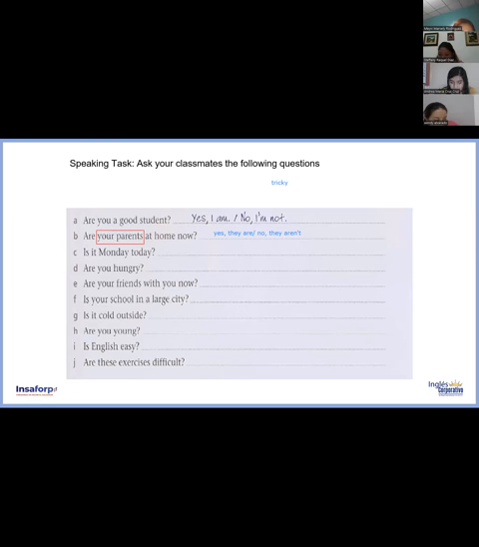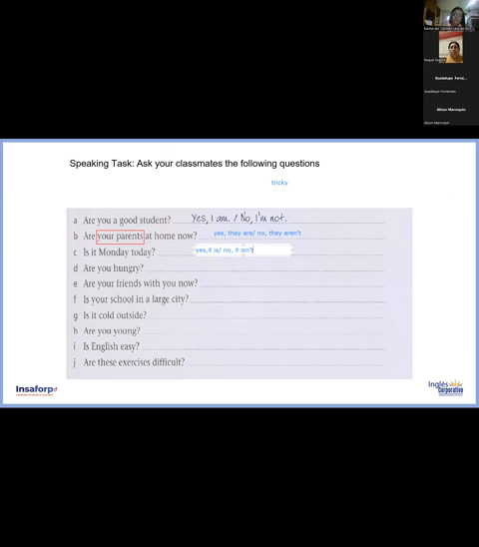Letter C. Okay. Who wants to do letter C? Is it Monday today? ¿Cuál sería la respuesta? What is the answer? Podemos escribirla en el chat. You can write it in the chat. Yes, it is. That's right. ¿Y la forma negativa? No, it isn't. Okay. There you have. Thank you.